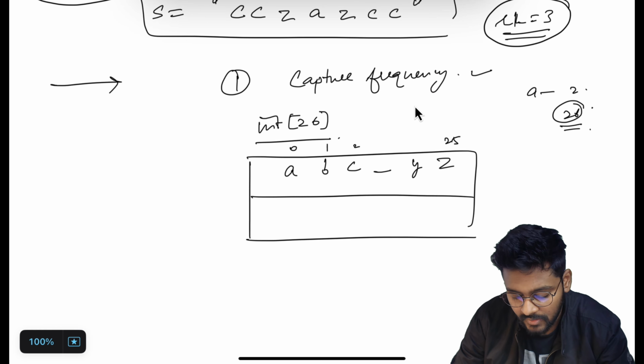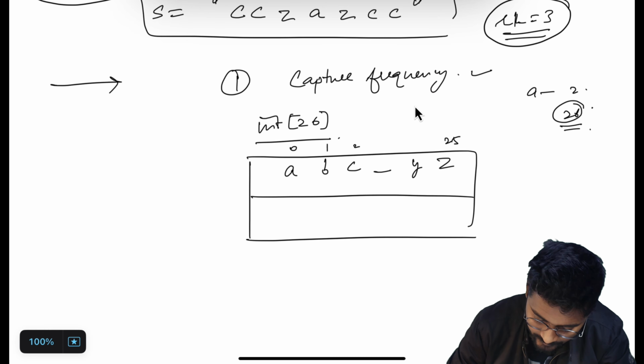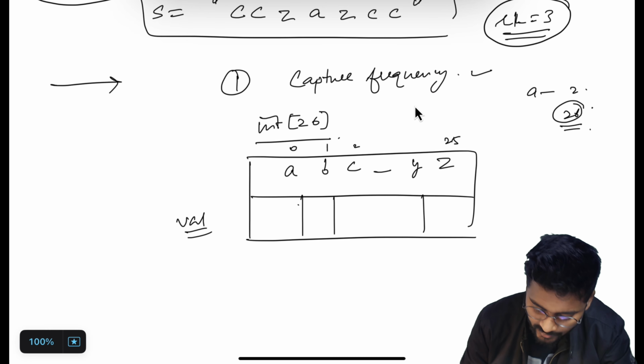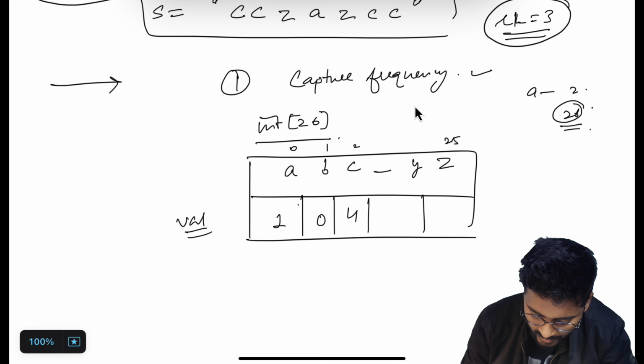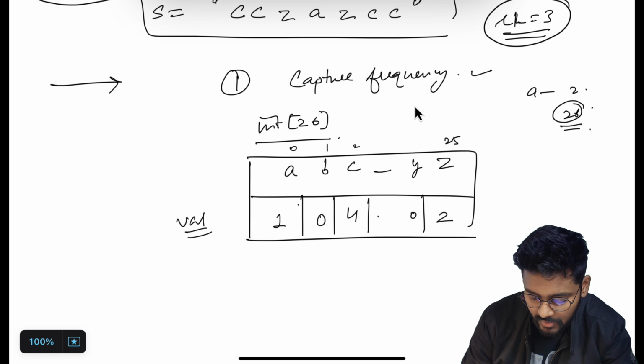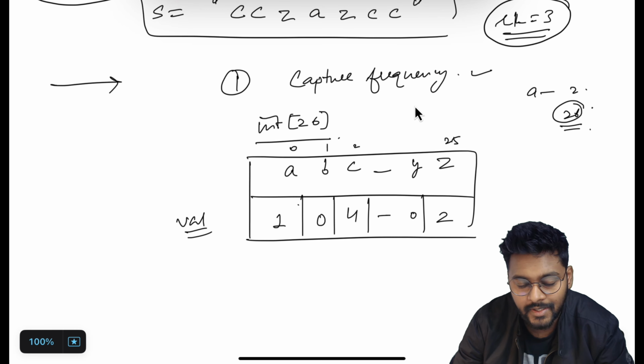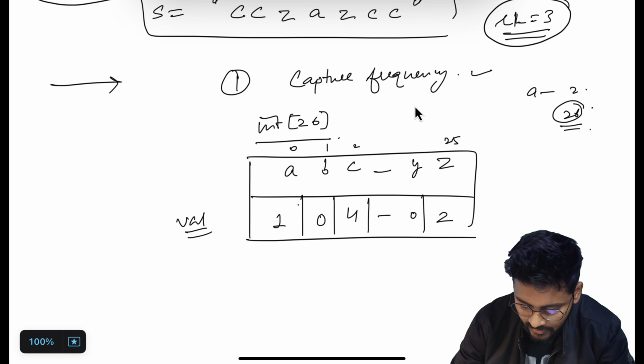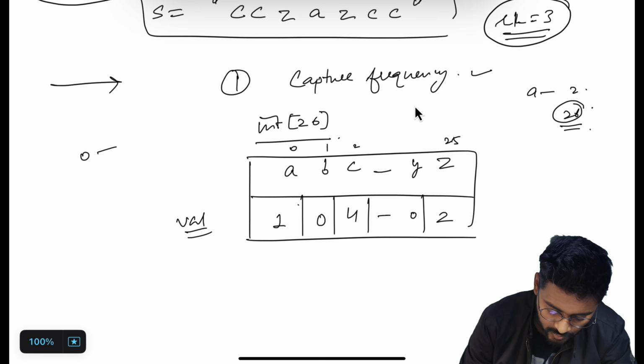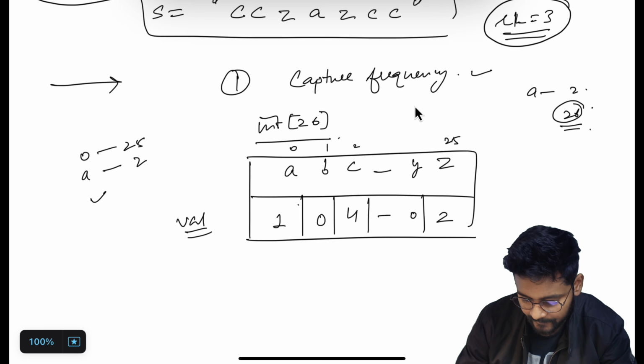So I have taken an array of 26 size, and these are the values. Values are the frequency. A is coming 1 time, B is coming 0 times, C is coming 4 times, Y is coming 0 times, Z is coming 2 times. I have not included all the characters, but just get the idea that from 0 to 25 mapped to A to Z, I have captured the frequency.